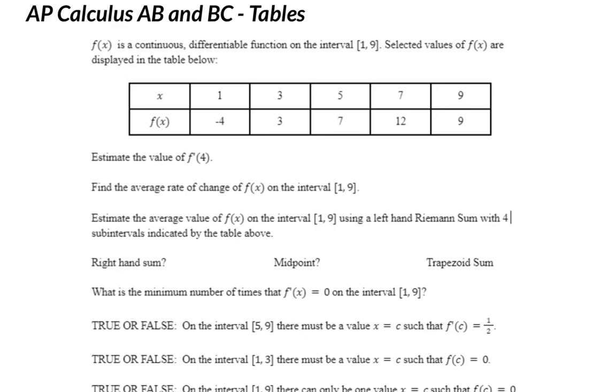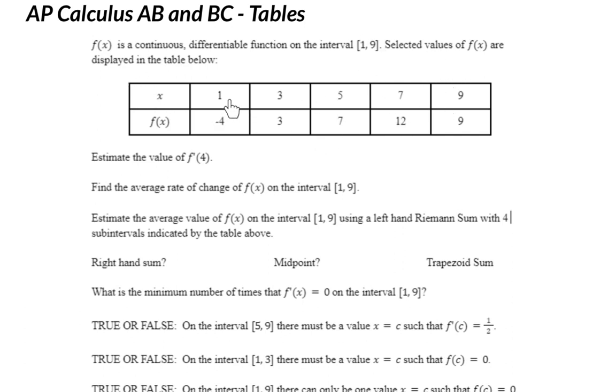A really common question type on the AP exam, both AB and BC calculus, has to do with the table of values. Oftentimes it is on both exams, but even if it's not in the free response, it'll be on the multiple choice. You're given some information like f of x is a continuous differentiable function on the interval. Selected values are displayed in the table below.